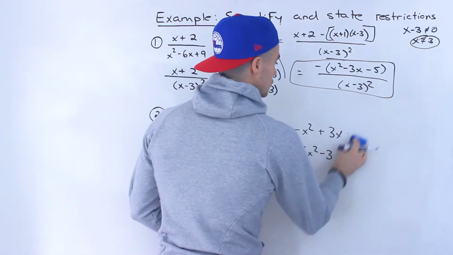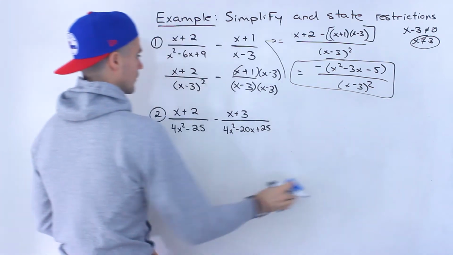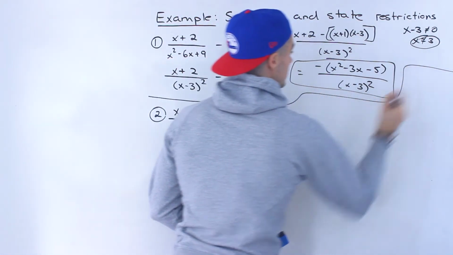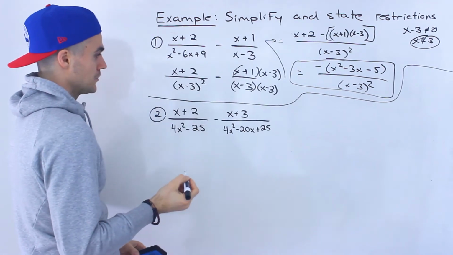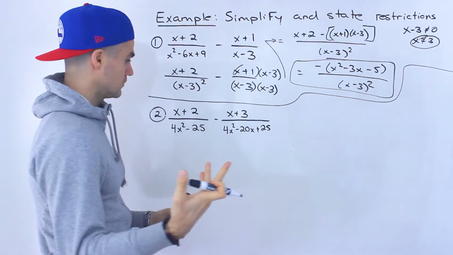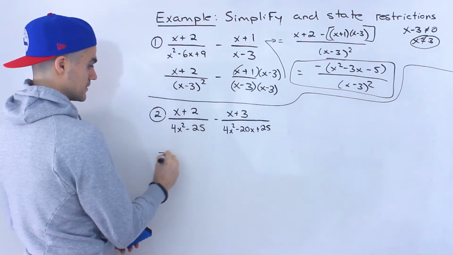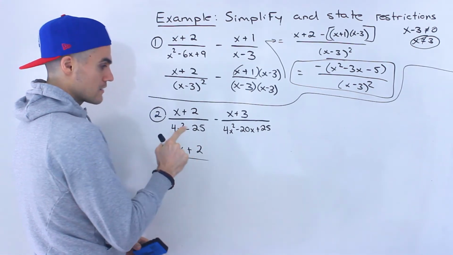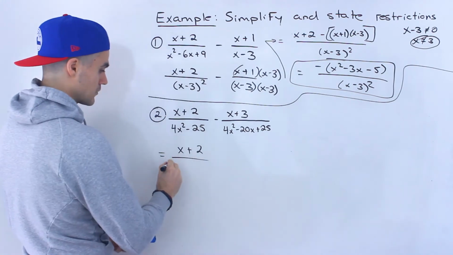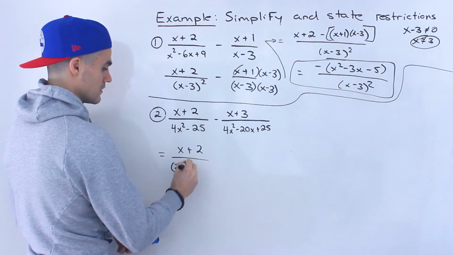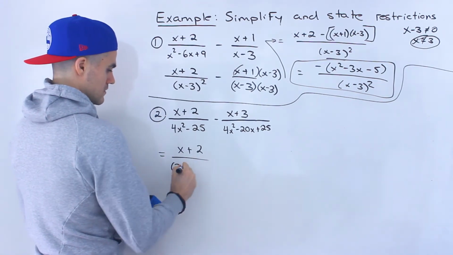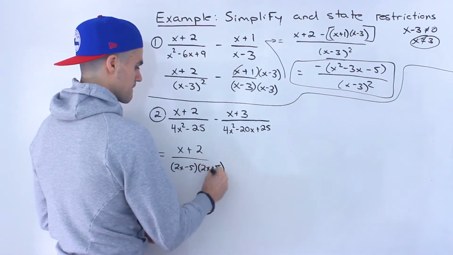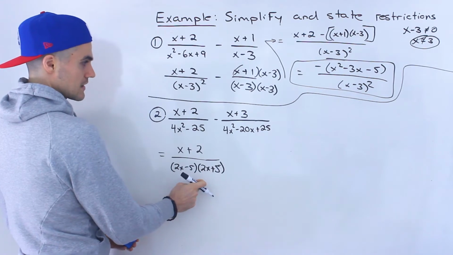Now moving on to number 2, what we want to do is follow the exact same steps. So we first want to factor what we can. So notice we have this x plus 2 up top. Now this 4x squared minus 25, if you notice, that's a difference of squares, so that would be 2x minus 5, and then we'll have a 2x plus 5. All right, this factors into that.